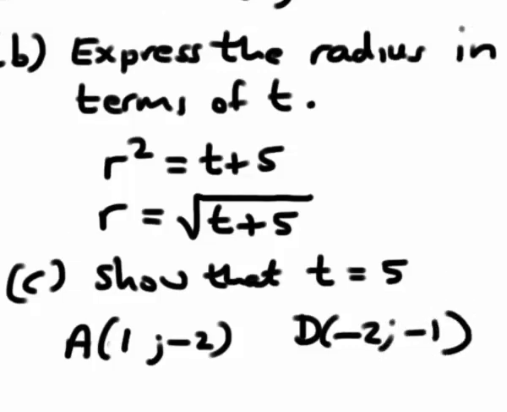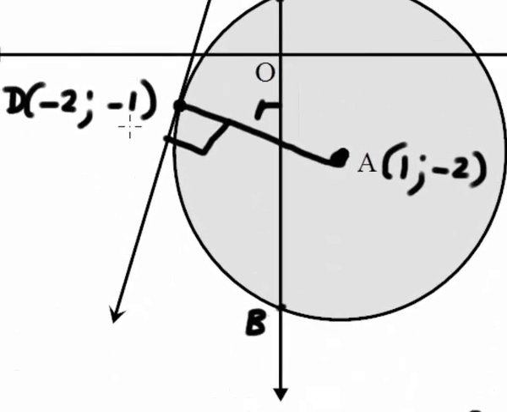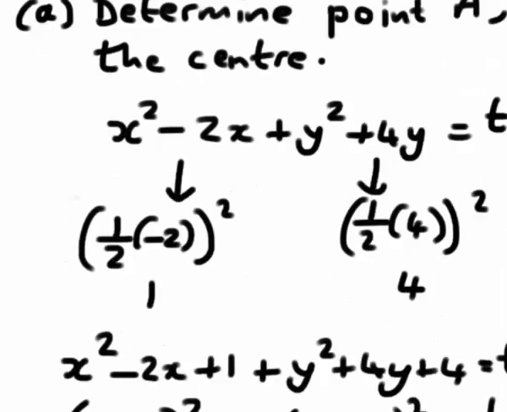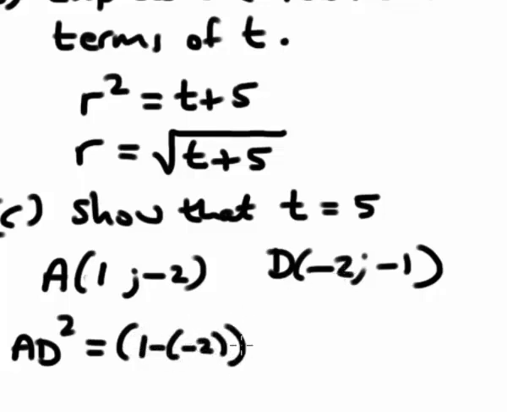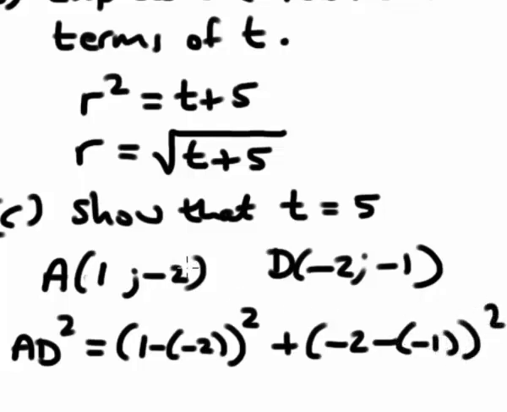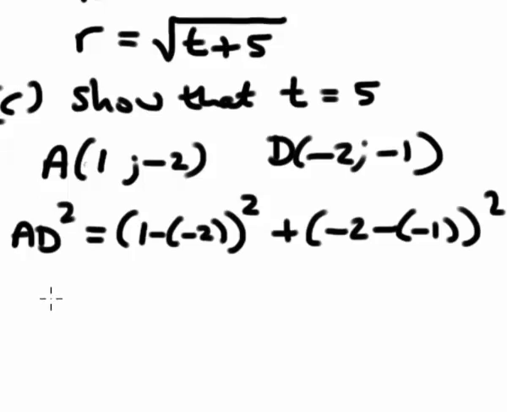Let's just double check that. If we go up to the diagram, D is negative 2, negative 1, and A is 1, negative 2. Now let's work out the distance. AD squared. How do we do that? Well, we could say 1 minus negative 2, squared, the difference between the x's all squared, plus negative 2 minus negative 1, squared. Then this gives us AD squared is equal to, that's 3 squared, which is 9.